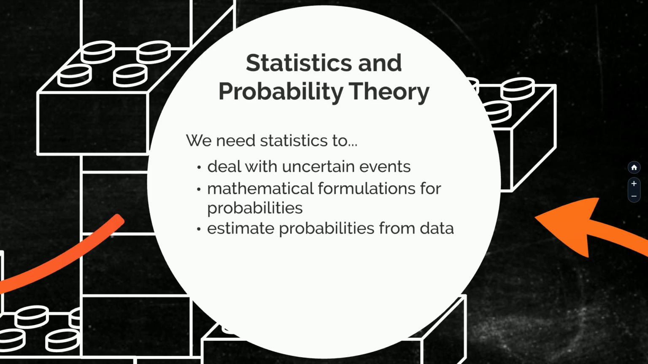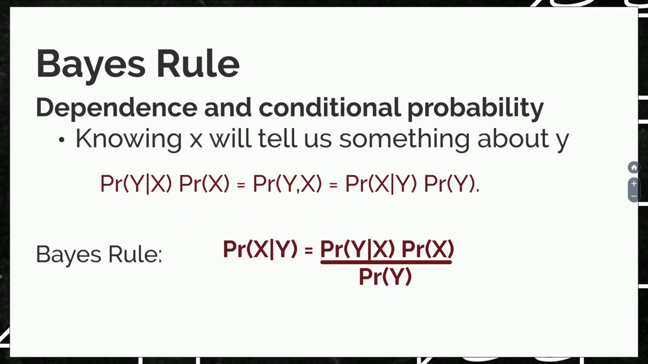But we can probably understand this better if we actually dive into an example, and so we're going to come back with Bayes' rule, and this is really modeling dependence and conditional probability. This is the assumption that knowing X will tell us something about Y. Or perhaps we could say knowing something about previous data will tell us something about the future.